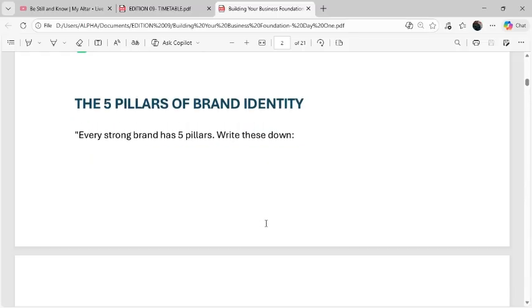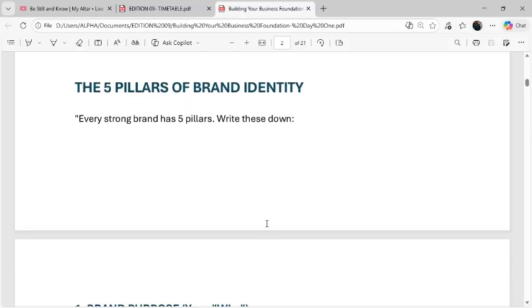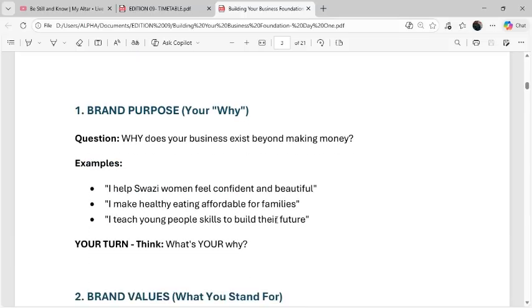There are five pillars that are going to help you create a good brand identity. These pillars are so essential that you really need to make sure you put them in place when you are doing your brand identity. Now, the first one is the brand purpose, your why. This one is very, very important. Why does your business exist beyond making money? Because if the only mission for you in starting a business is to make money, then you are going to have a problem, because so long as your business does not attend to customer needs, wants and desires, then you are going to have a problem.